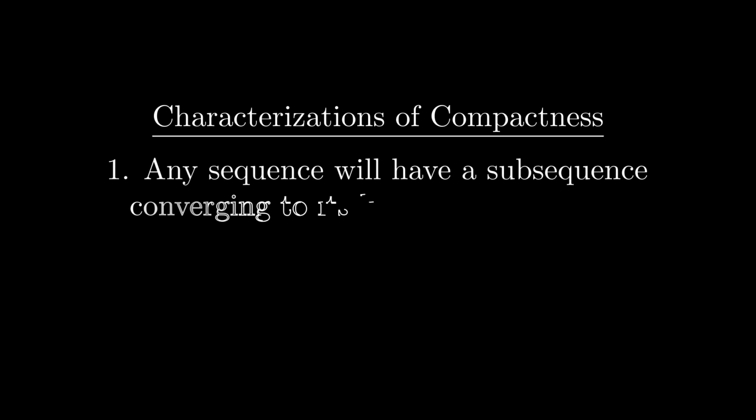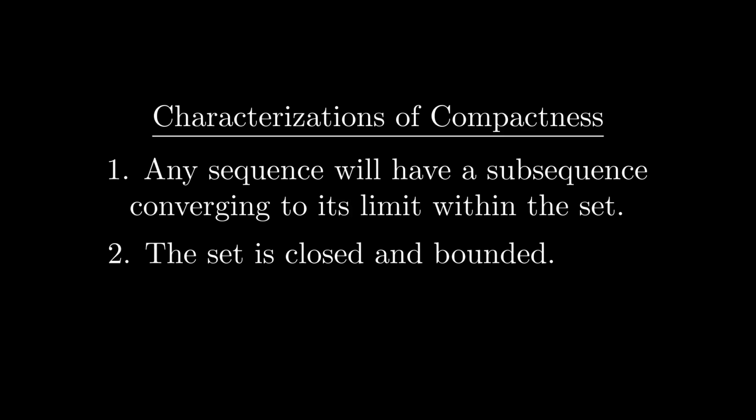So far, we have two characterizations of compactness. The first one that we took as its definition, that any sequence will have a subsequence converging to its limit in the set, and the second one being that the set is closed and bounded. And we've proven that these are equivalent. But we'll also have a third characterization of compactness. In the next video, we'll state that third notion and prove that all three are equivalent in what's called the Heine-Borel theorem.